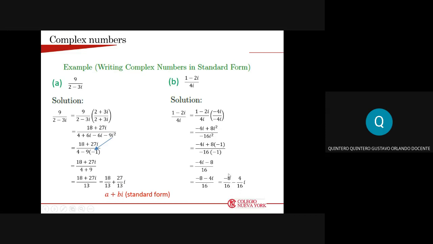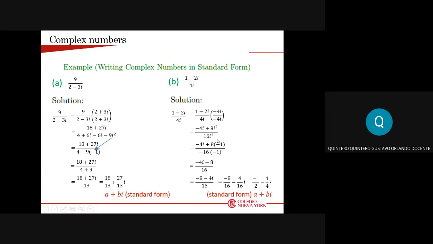The real part would be this one, -8/16, and the imaginary part will be -4/16. But these two can be simplified, huh? If we can simplify it, we must simplify. So we have -1/2 minus 1/4. And this will be our standard form, the real part and the imaginary part. Beautiful. This is how you write a standard form with two complex numbers.